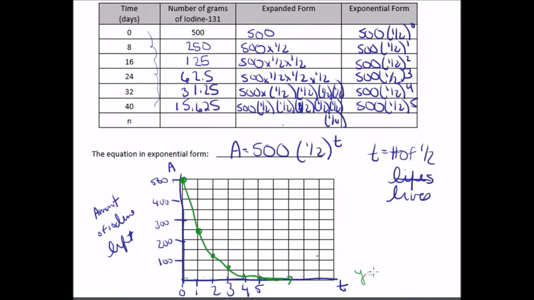Horizontal asymptote at y equals 0 here, okay? And we're not going to put an arrow on this side because, of course, time starts at 0, so we can't go to the left of time, okay? So that is going to be exponential decay. We have a decreasing exponential graph.